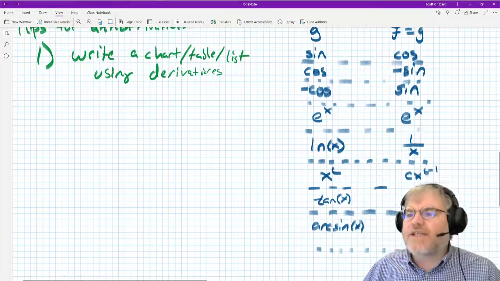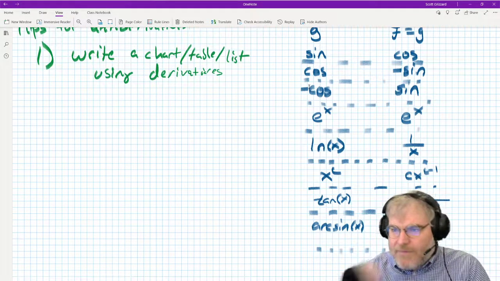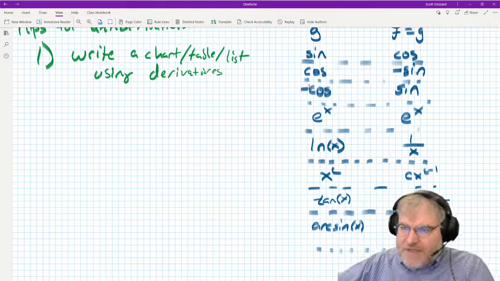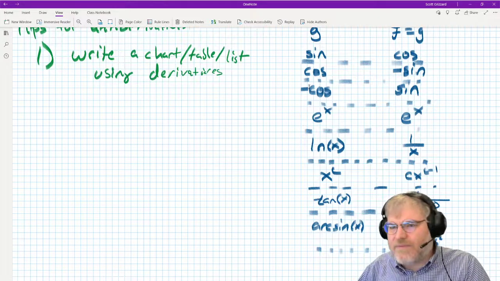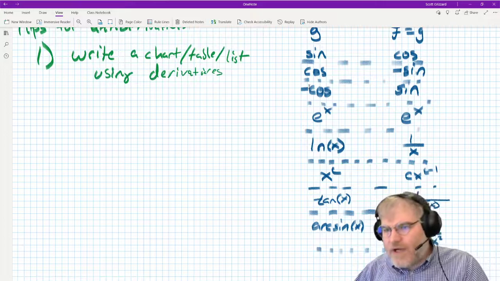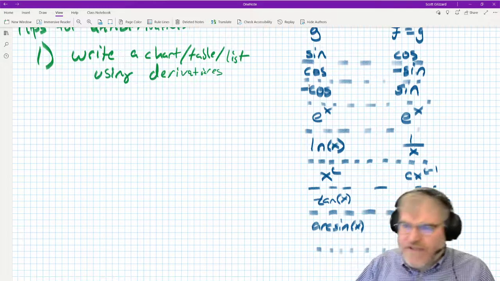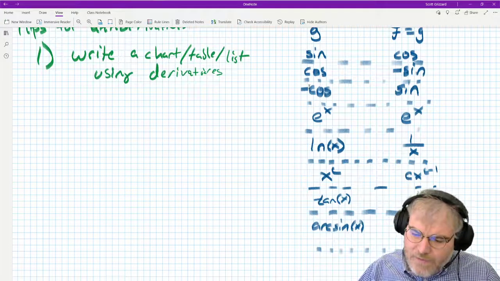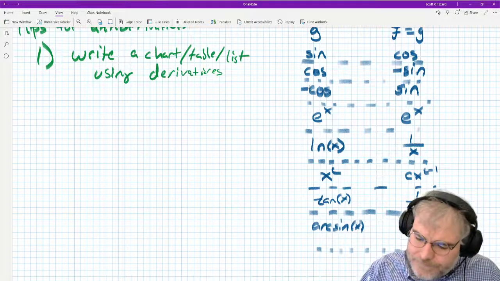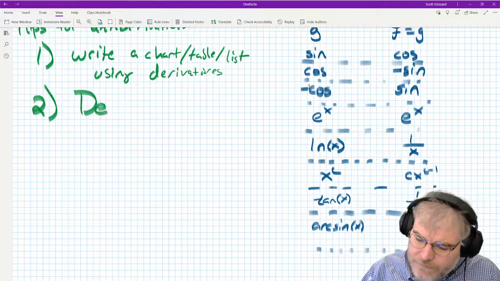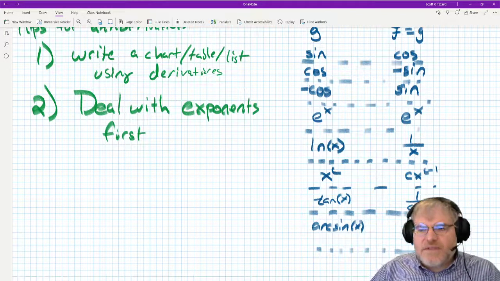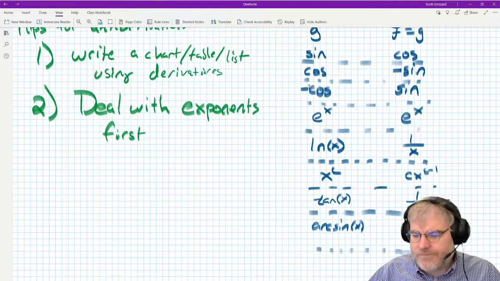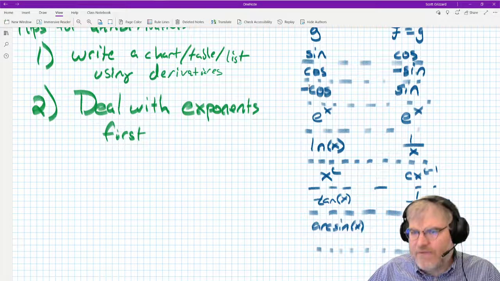The first thing I do when I take my exam, I open my exam and I write on the back of the front page: sine, cosine, negative cosine, sine, e to the x, ln of x, 1 over x, x to the c, cx to the c minus 1. I don't usually need to write that power rule because I remember it. Tan, 1 over cosine squared, arcsine, arctan, arccosine. I just write them down. Deal with constants and the exponents first. How do we feel about that, 1 to 5?